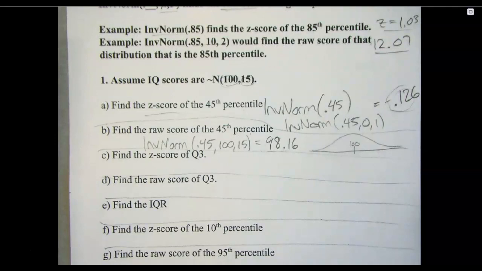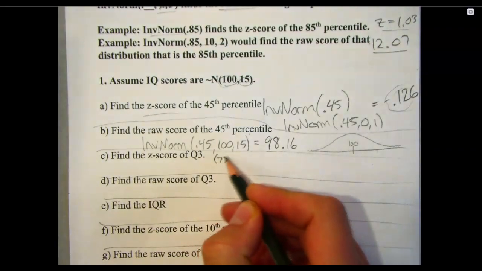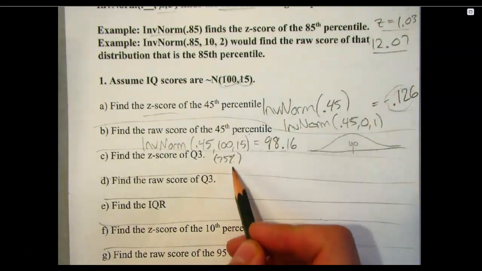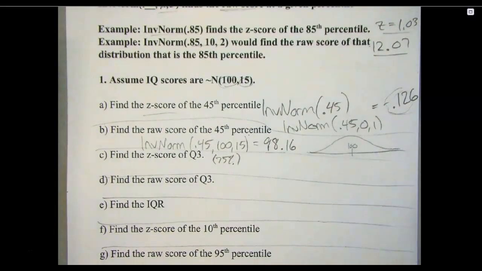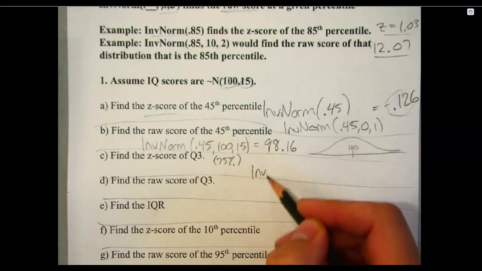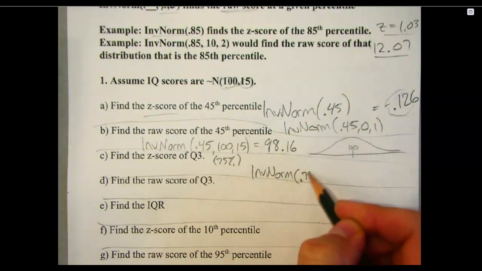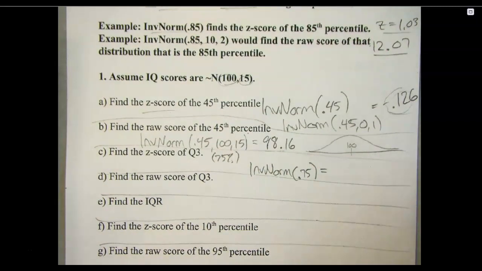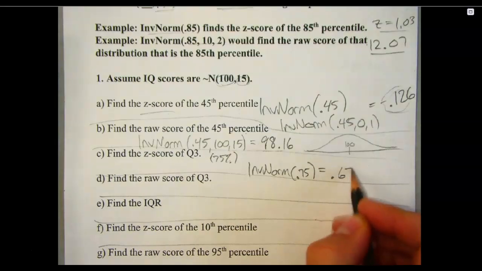Find the z-score of Q3. So I'm bringing back chapter 1 a little bit here. What percent of the data is below Q3? 75%. So I'm giving you a percent here, I'm just doing it in a jerky way. So the z-score of Q3 would be inverse norm of 0.75, or if you want to put the 0 and the 1, either way. So 0.67.